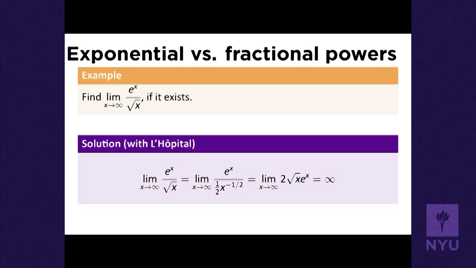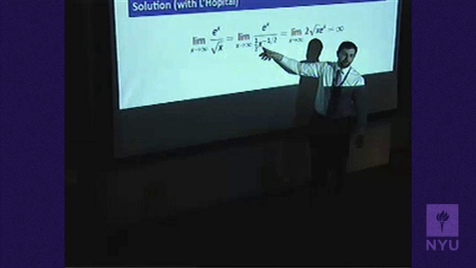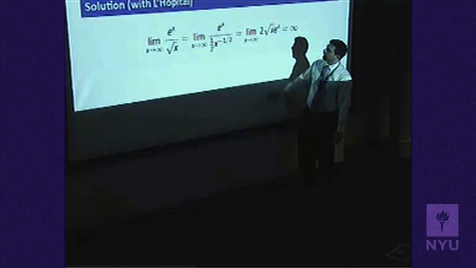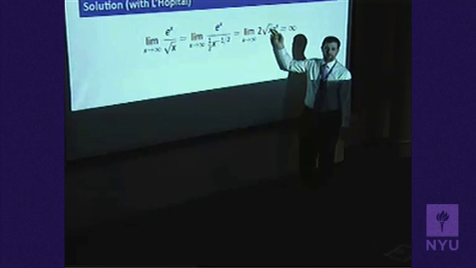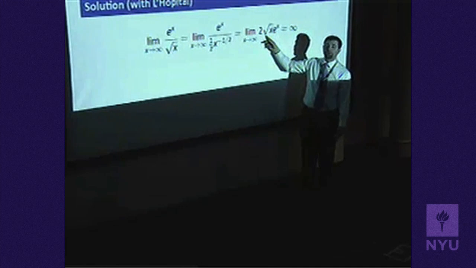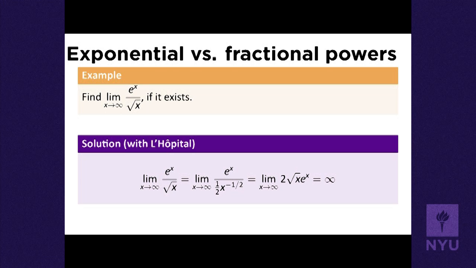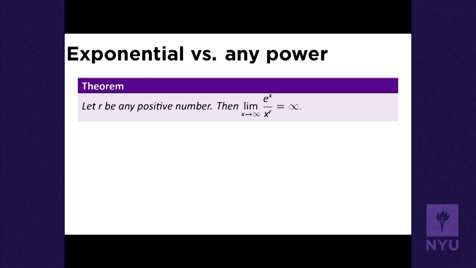Or, if you must use L'Hopital's rule, you can. E to the x over the square root of x, take the derivative of the numerator, you get e to the x. Take the derivative of the denominator, you get 1/2 x to the minus 1/2. And now write it without fractions. You can write it as 2 times the square root of x times e to the x. And now this is no longer indeterminate. Both the square root of x and e to the x go to infinity. So the product this time goes to infinity. Okay, so you can use L'Hopital's rule, but you don't have to. If you do use it, then you end up with something that's infinity times infinity, which is not indeterminate.